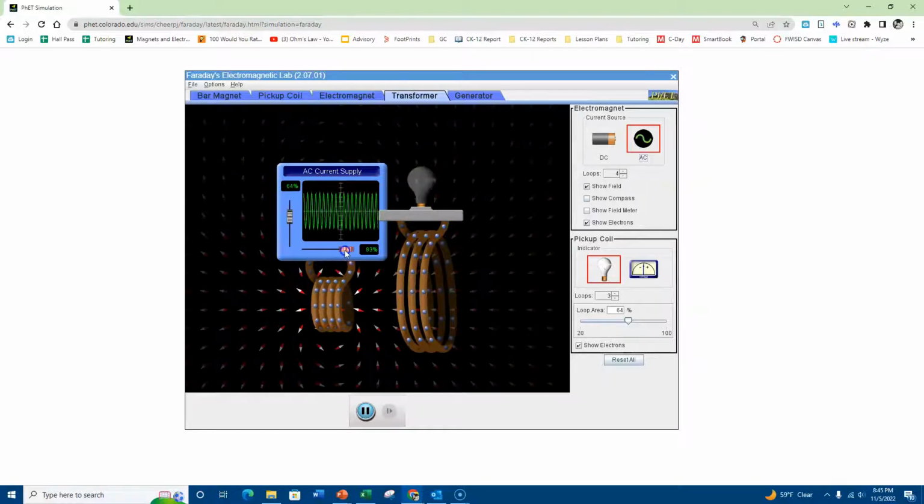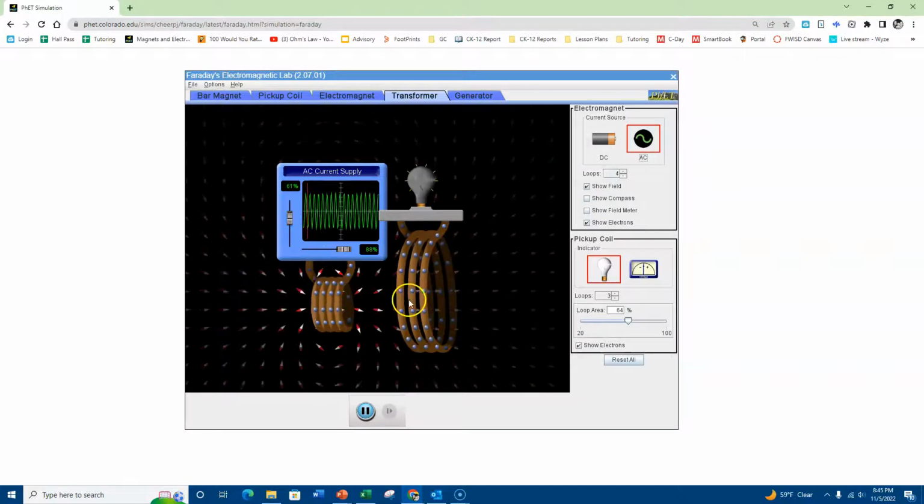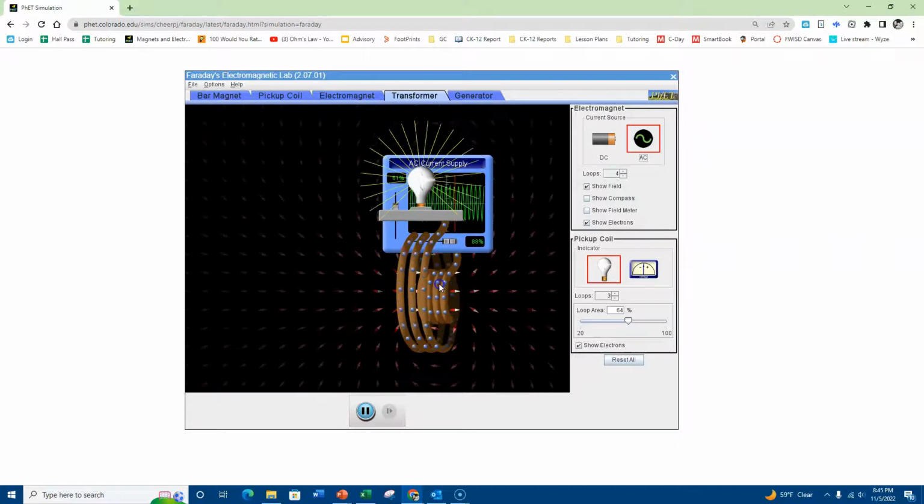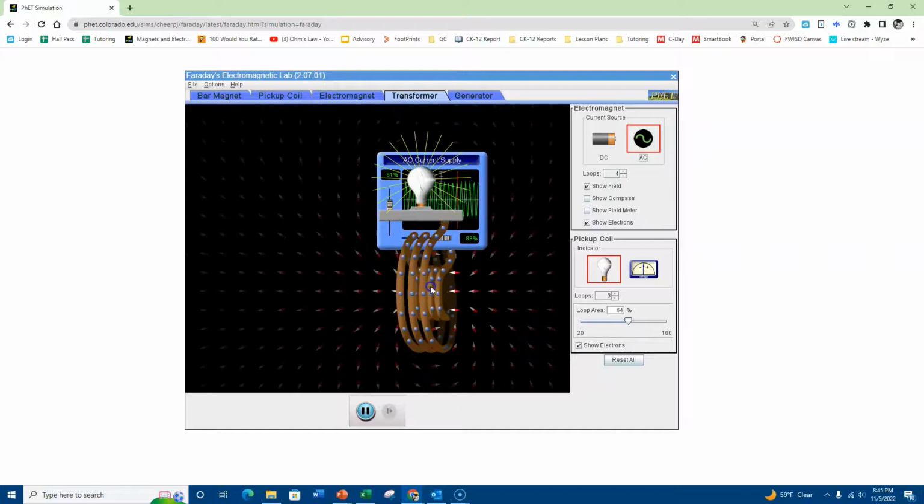Just by changing the current. So right now I'm changing the current. If you notice, these are flipping back and forth. So it's creating voltage here without moving this and without moving this. In fact, if I put it inside it, look what happens. So this is the basics behind how transformers work.